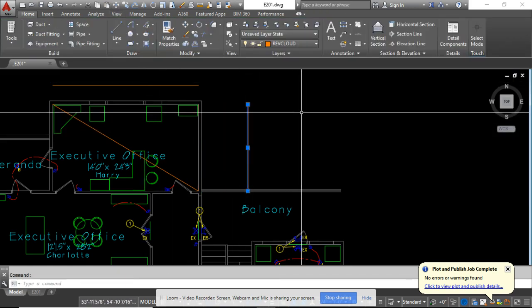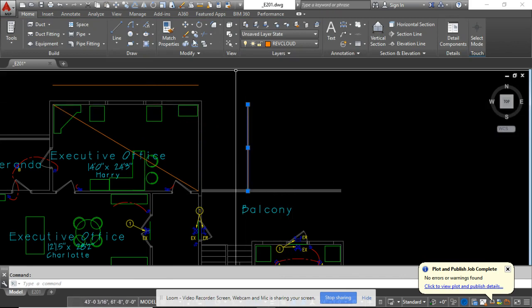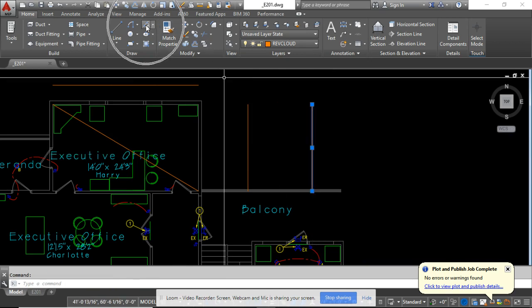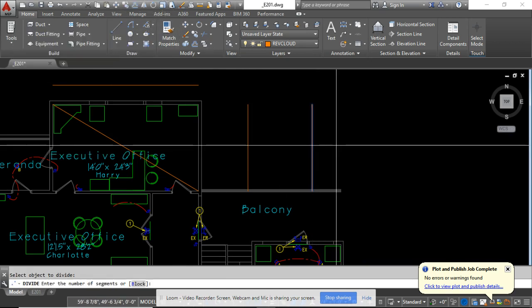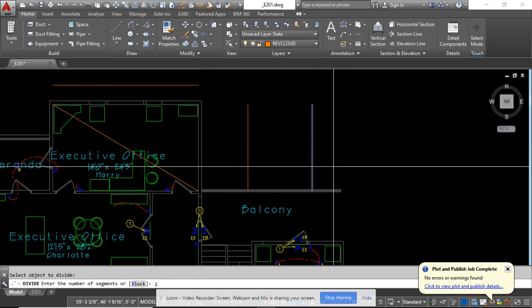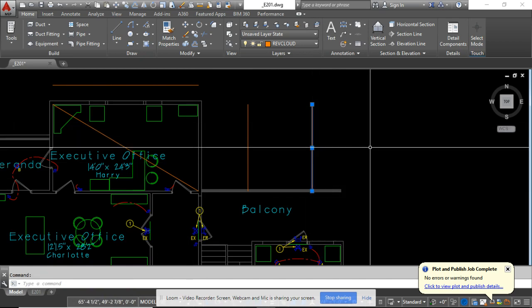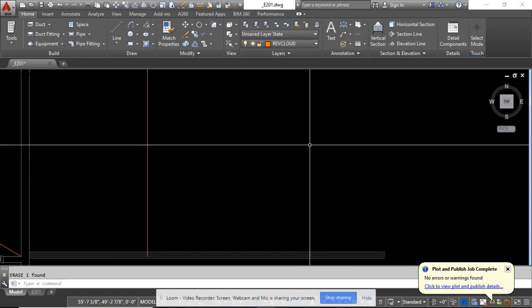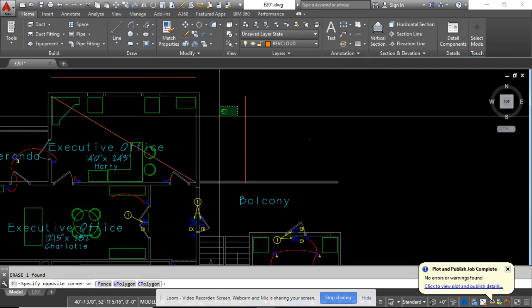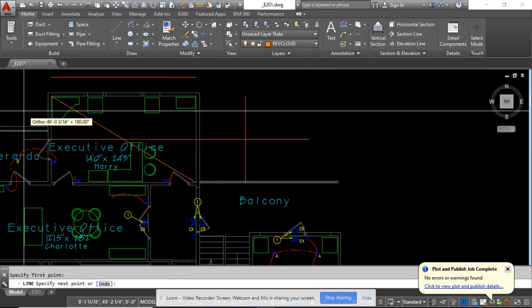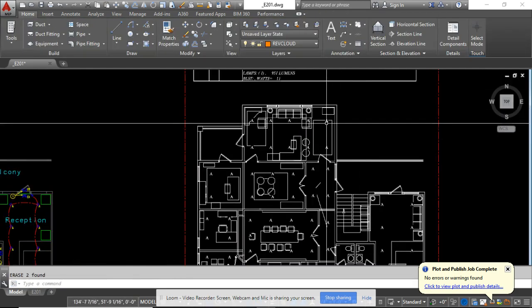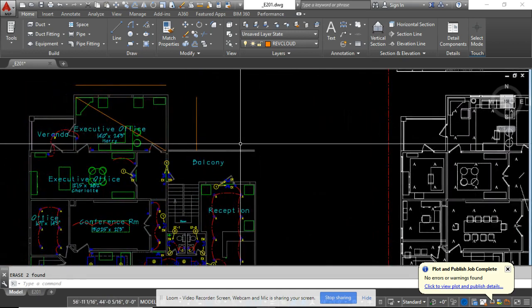And why is that? Well, if I go in the divide command and divide this line by 2, all it gives me is 1 point. There it is right there. When you divide something, it puts points there. So that means I'm going to have to put 1 row of lights across the middle. Well, that's not what I'm trying to do. In this case, I'm trying to do 2 rows. That's why I multiply it by 2.